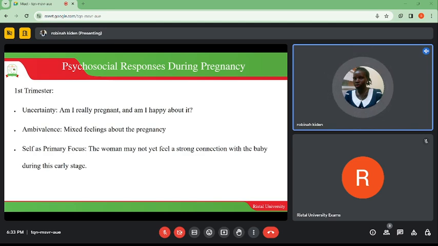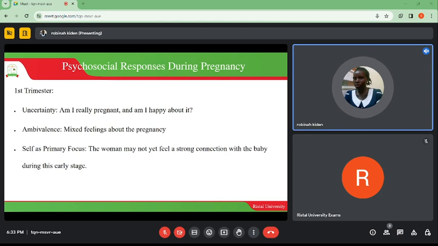Then ambivalence. There are mixed feelings about the pregnancy. Should I take this pregnancy? Do I really need this baby? So sometimes that is why pre-conception care is very important. If the pregnancy is planned for, then some of these kinds of signs may not be felt by the mother.